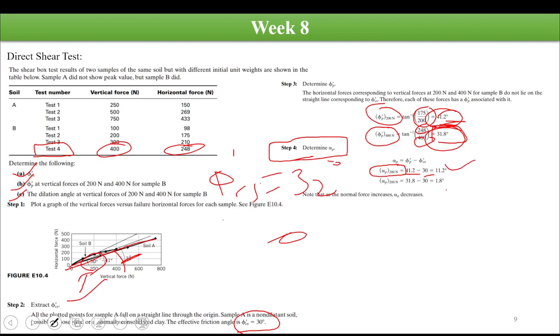So we have determined the critical state angle of friction, then we determined the peak angle of friction and the dilation angle. Okay. So take your time with this question. Let me know if there are any doubts.